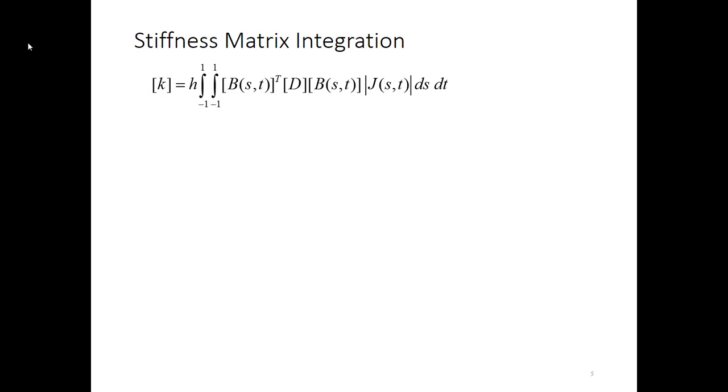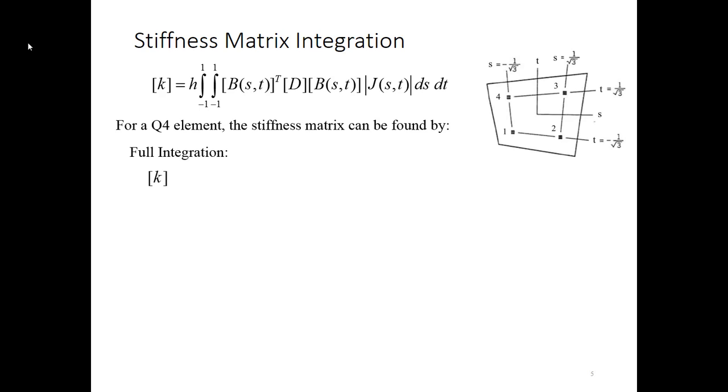So now that we know how to do Gaussian quadrature in 2D, let's take a look at that stiffness matrix we want to evaluate. So this is in the S and T space at this point. We're going from -1 to 1, so it's a 2×2 square. And we have B transpose, and the Jacobian determinant, all that are defined in terms of S and T. If we are evaluating this for a Q4 element, or a bilinear quadrilateral with 4 nodes, the stiffness matrix can be found by either using full integration. Full integration is going to be evaluating at the 4 points shown.